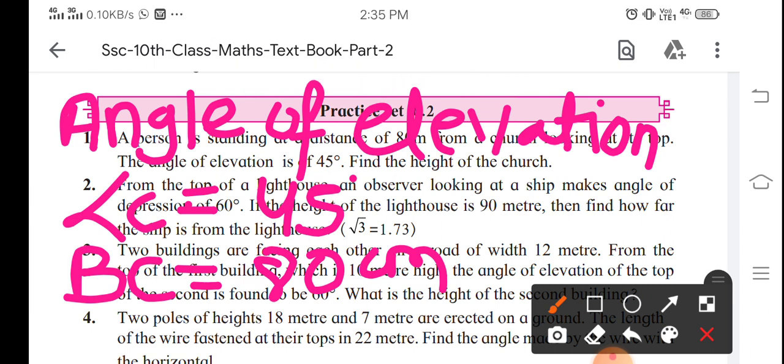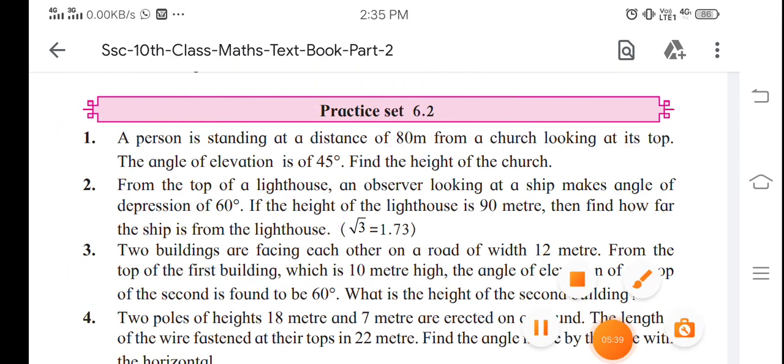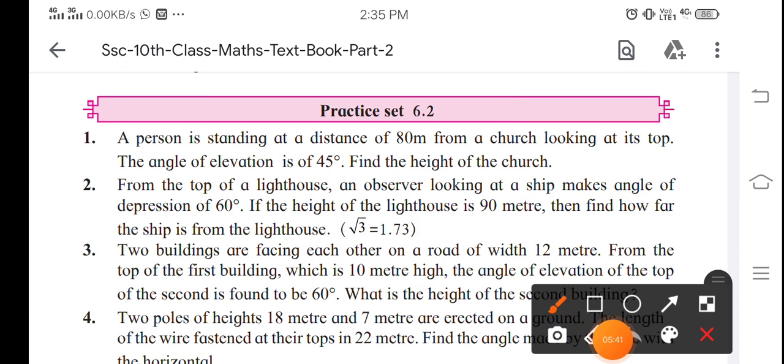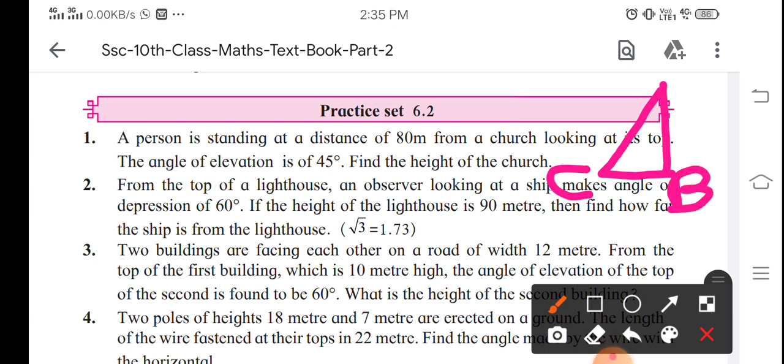So let's move ahead. Can you see the diagram? I need that diagram again and again to see, right? So I'm just drawing that again. 45 degrees, this is 80, and you'll have to assume this is X.